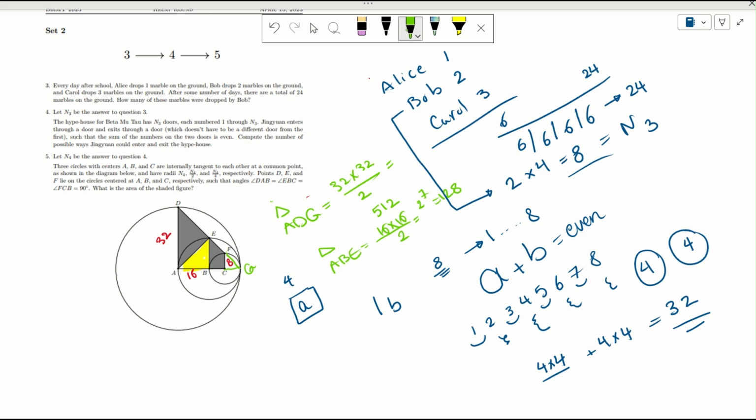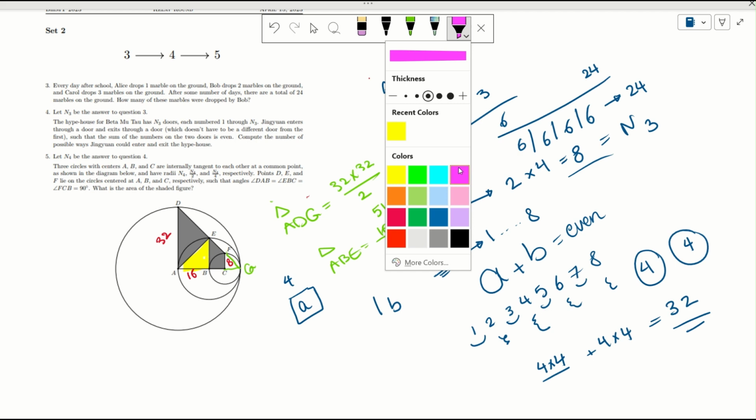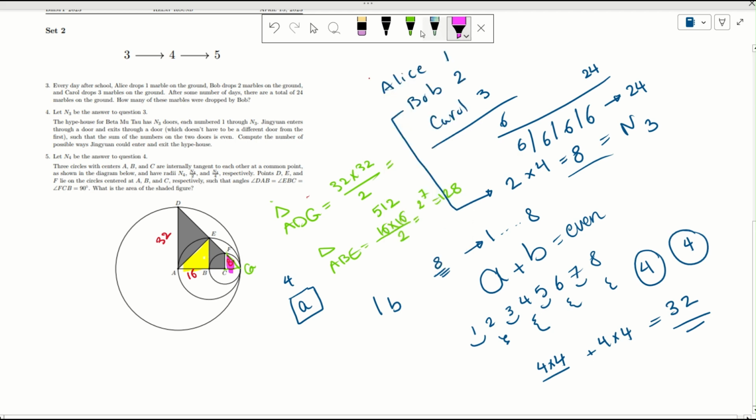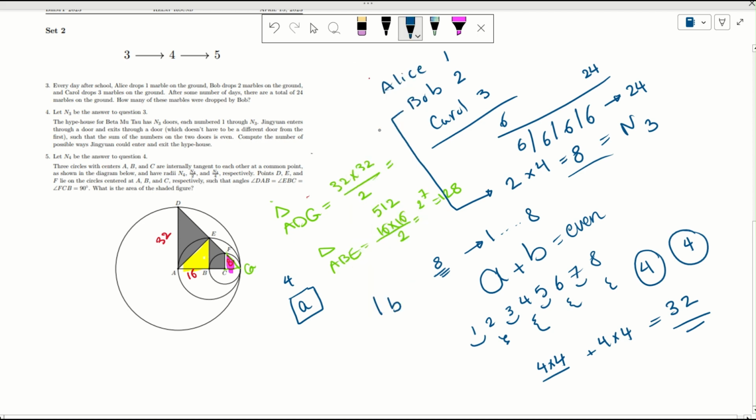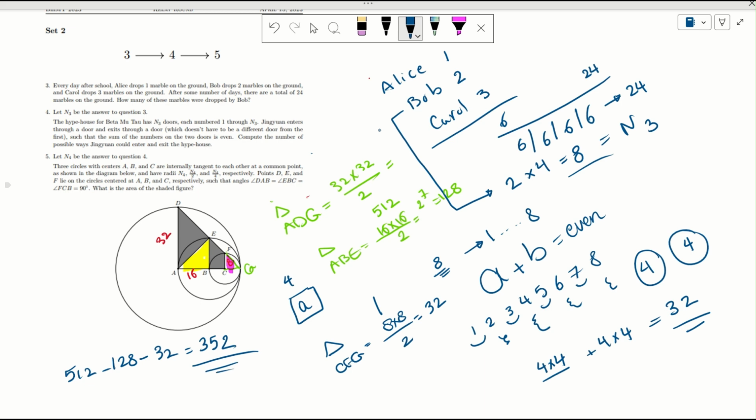And finally, we need to find the area of this, let's say, pink triangle, which is going to be the area of this CFG, 8 times 8 over 2, which is going to be 32. Now, what we need to do is we basically find 512 minus 128 minus 32, which is going to be 352, and that's our final answer.